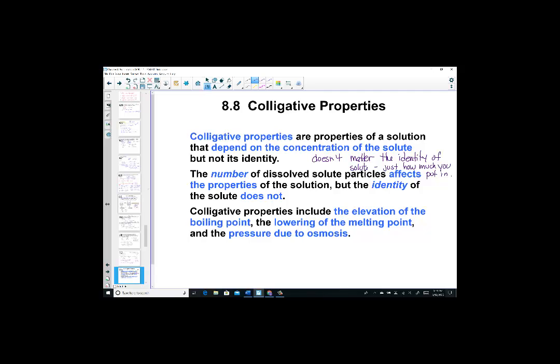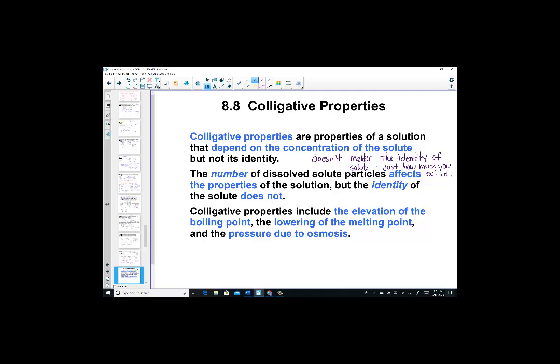Colligative properties are physical properties such as boiling point, freezing point, and osmotic pressure. These properties of a solution depend upon the concentration of the solute, but not its identity. In my own words, it says, if I want to make a solution, it doesn't matter really what I pour in. I could pour in salt, sugar, whatever it might be, but it's the amount of solute I pour in that changes the boiling point or freezing point based on that amount. The number of dissolved solute particles affects the properties of the solution, but not the identity.